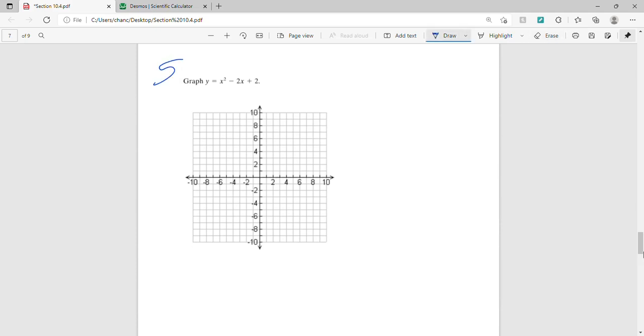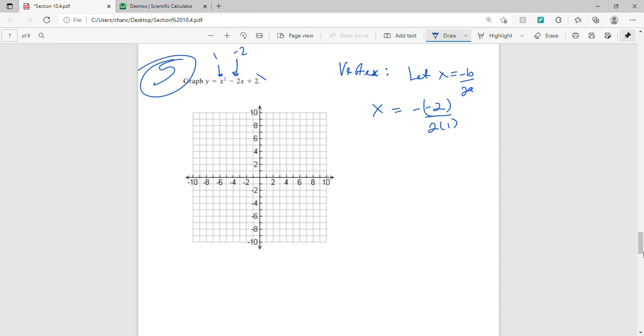Let's look at example 5 now. We'll start by finding the vertex. To find the vertex, again, you let x be equal to -b divided by 2a. And so in this case, we have a -2 divided by 2 times 1. The a is a 1, and the b is that -2. So let's simplify this. This simplifies to +2 divided by 2, so that's a 1.